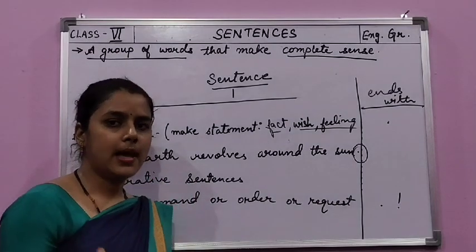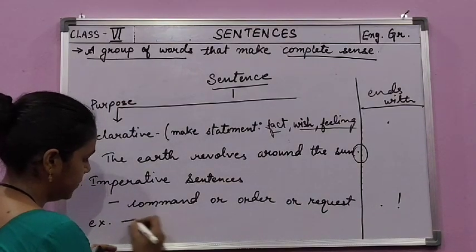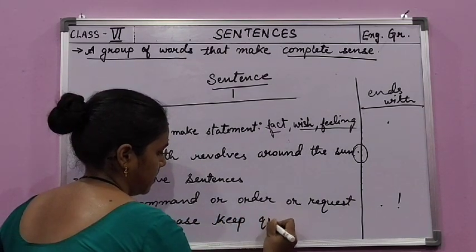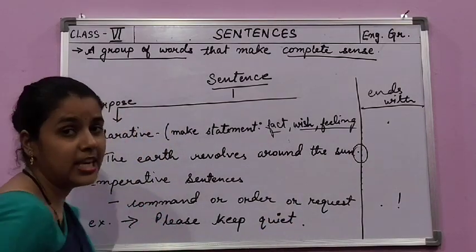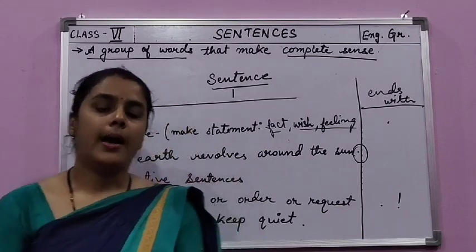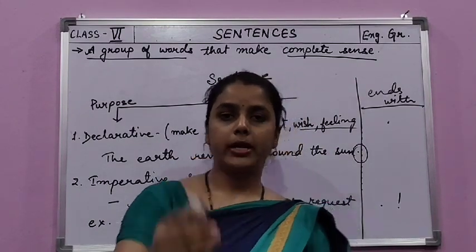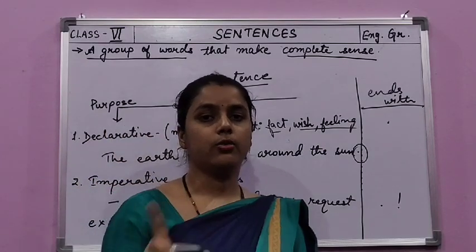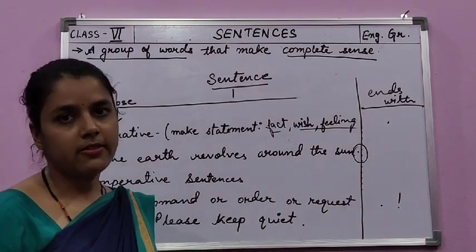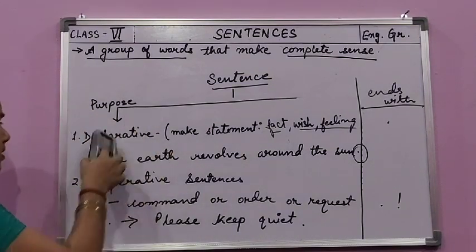So let's take an example. Usually you must have heard this sentence from us: Quiet. Whenever you are in the school premises and you are making noise, आप क्या सुनते हैं अपने टीचर से कि please keep quiet. This is a command, an order. आपको command किया जा रहा है, आपको instruct किया जा रहा है कि please चुप बैठो, शांति से बैठो. So this kind of sentences are imperative sentences where a command is given or a request is made or an order is given. Fine. Let's come to the third one.